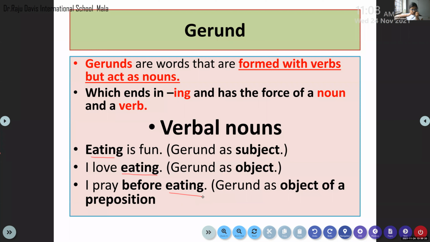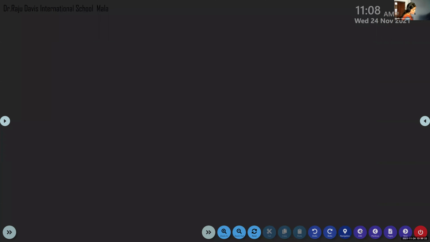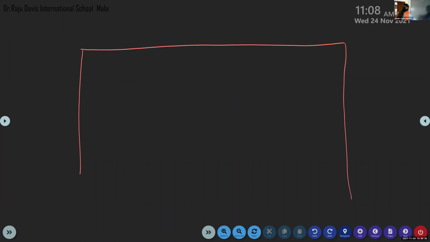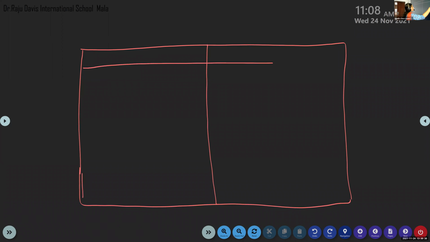Okay, attendance. Children, just draw this box. I request everybody to draw this box. Divide this into two. First column, you write N-O-U-N, noun. Second column, you write gerund. Okay, so I'm going to teach you how to use gerund in sentences.